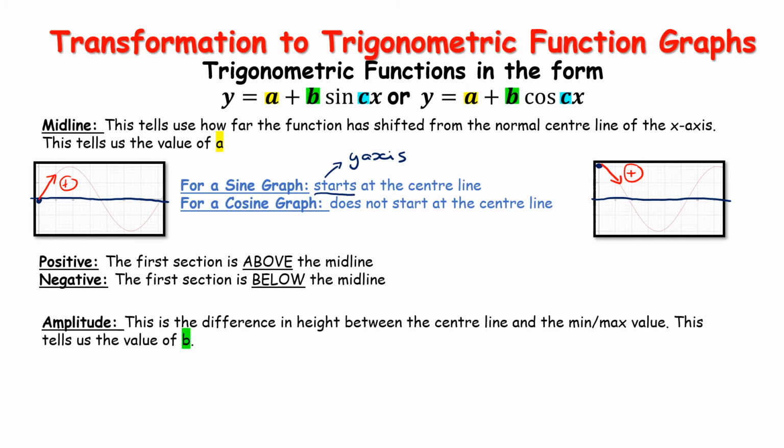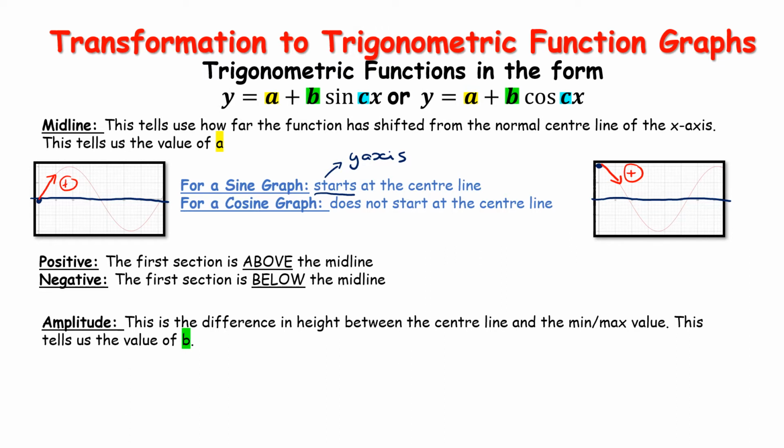The amplitude then is the difference between the midline or center line and the min or max value. So we looked at the amplitude already. It's kind of from the middle up to the top of the wave or the bottom of the wave, so the minimum point or the maximum point. Whatever that amplitude is, that gives us the value for B. The positive and negative that we just talked about will mean that B is either positive or negative depending on where that first section is. So again, nothing there terribly difficult, it's just a little bit to remember.